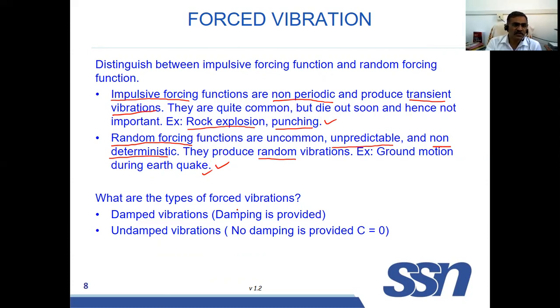Again, the vibration is classified into damped vibration and undamped vibration. Damped vibration means the system has a damping property. In case of undamped vibration, damping is zero. The value of C, the damping coefficient, is zero. That's what you can understand from undamped vibration.